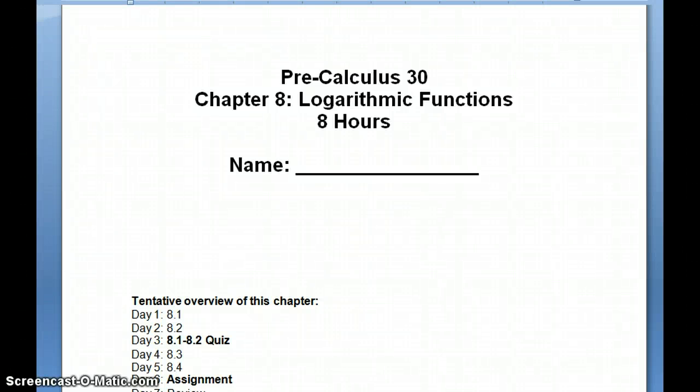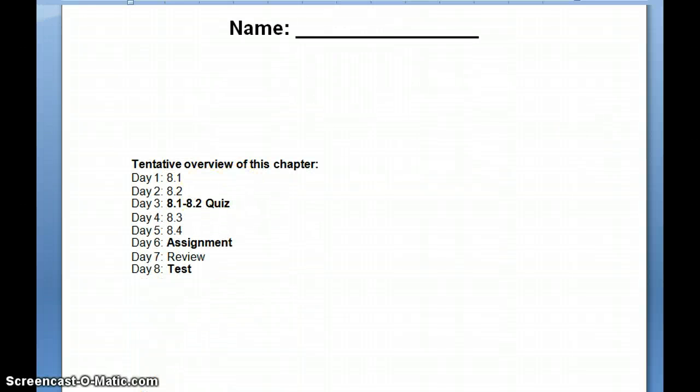Hey ladies, so today we're starting chapter 8, and we are doing logarithmic functions in this unit. Just be aware, this unit is 8 hours long, so we're going to have 2 lessons, a quiz, then we'll learn 2 more sections, then we'll have an assignment, a review, and then a test. So it's pretty short, just like the last unit. So just be aware of those dates there, okay?